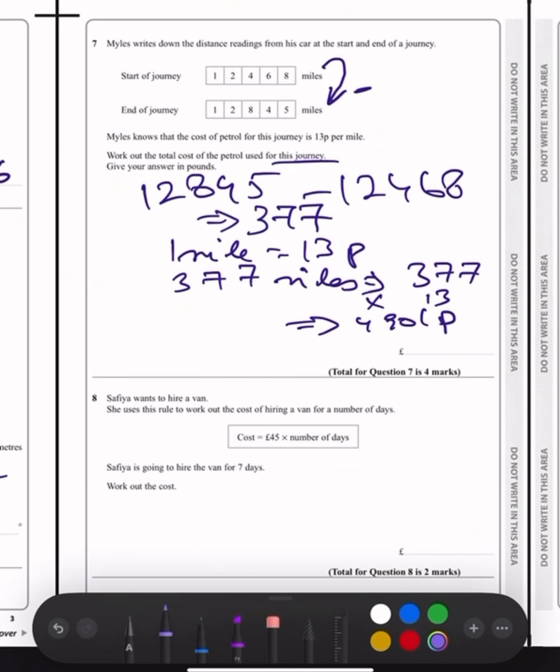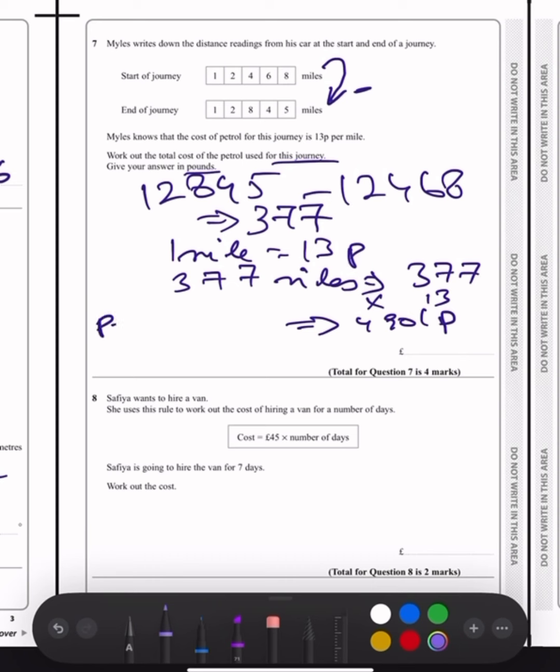Not pounds, pence. So now because we got an answer in pence of 4901, and at last they've also asked us to convert it into pounds. So please, whenever you see these type of questions or any type of question, super important to underline the keyword so that you know that your answer is the exact way that they're asking for. So because they've asked for pounds, we need to convert this into pounds. So we simply know to convert this into pounds, we would divide it by 100.